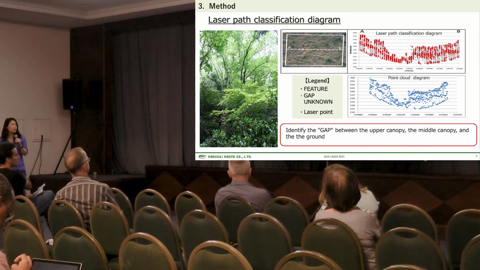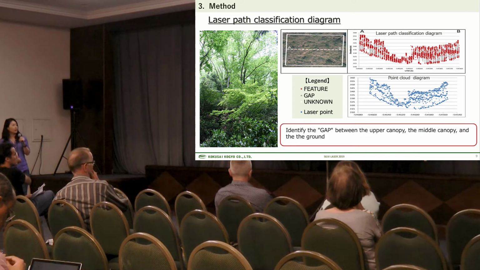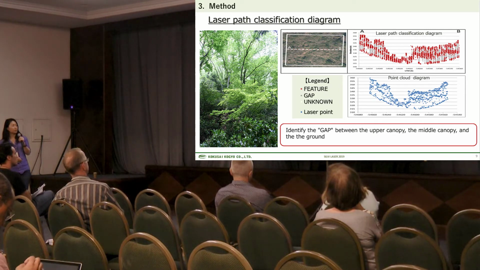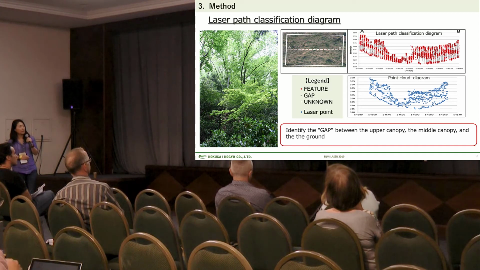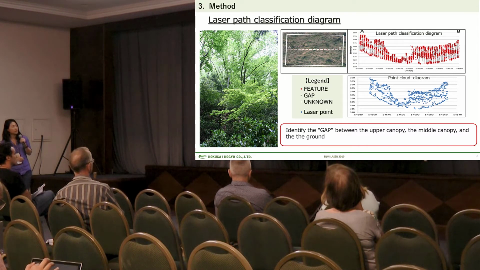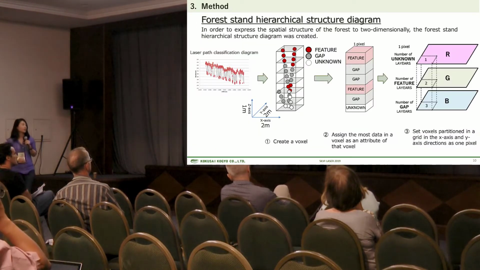Here is an example of a laser pulse classification diagram. Red means feature, gray means gap, white means unknown. As you can see, there is a gap between the upper canopy and middle canopy, around here in the picture, and also between the middle canopy and the ground surface, around here in the picture.